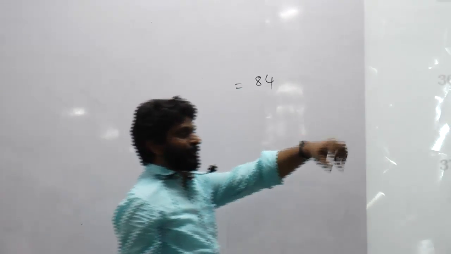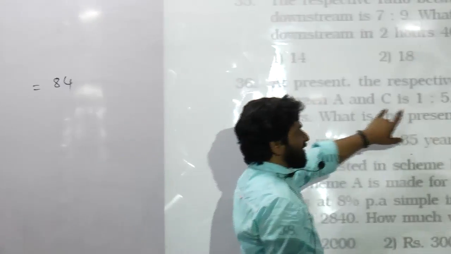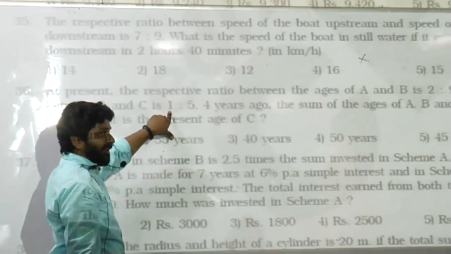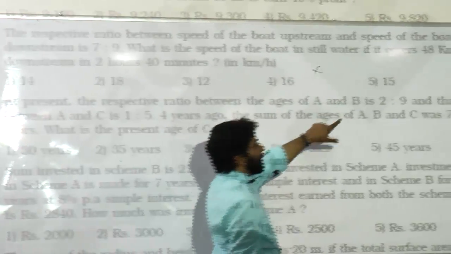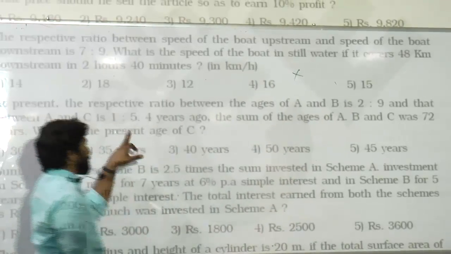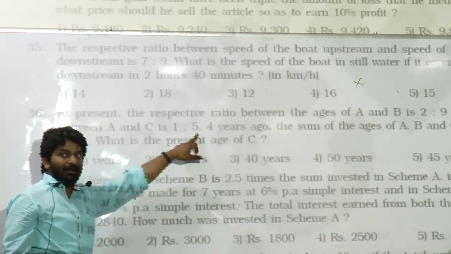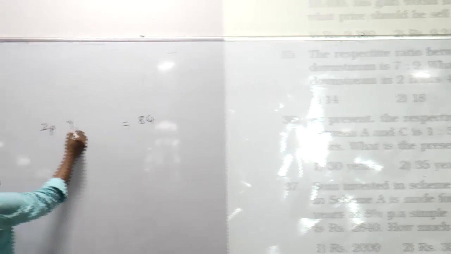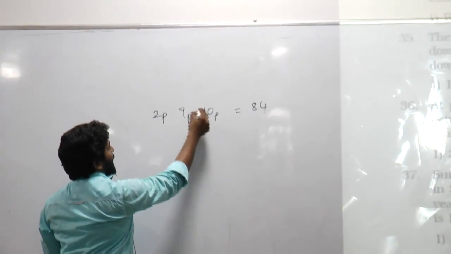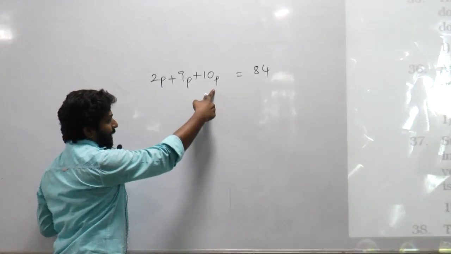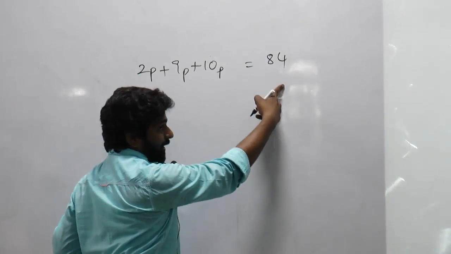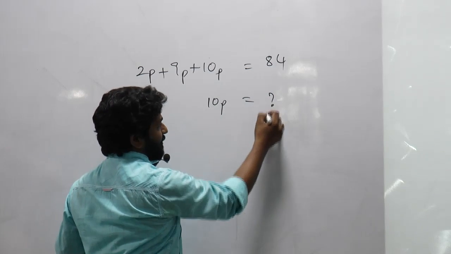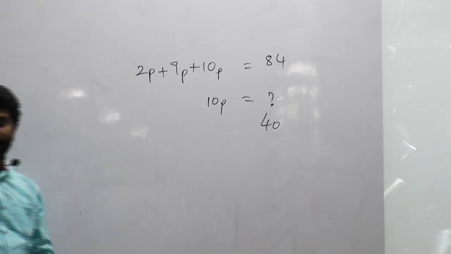AB ratio is given as 2:9 and AC ratio is given as 1:5. Who is common? A. How much is A here? 1 part, and here it is 2 parts. So I want to make it 2 parts, so it becomes 2:10. So ratio becomes 2:9:10. Total how many parts? 21 parts. How many times? 4 times. It asked about C's present age, which is 10 parts. 10 times 4 is 40 years.